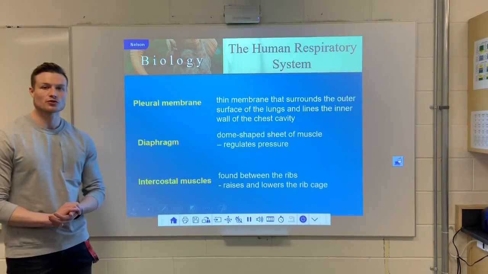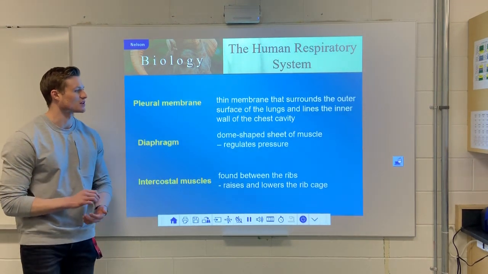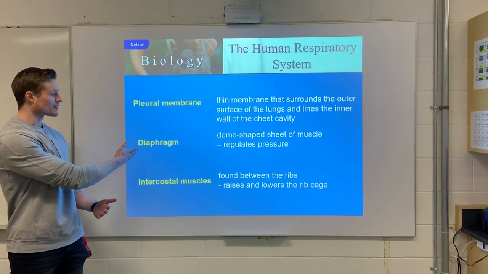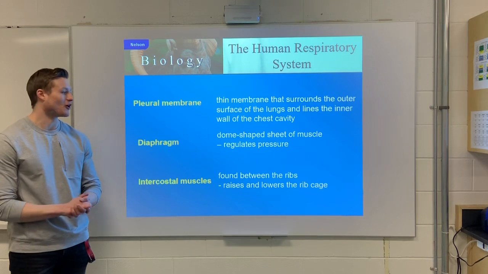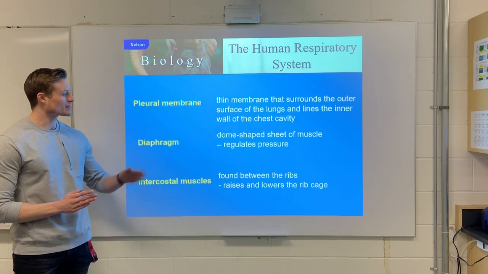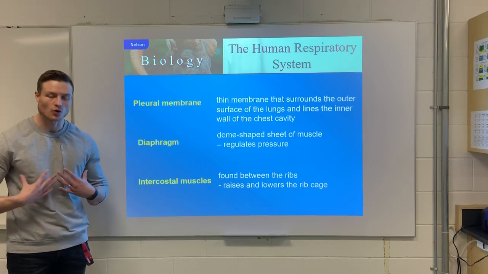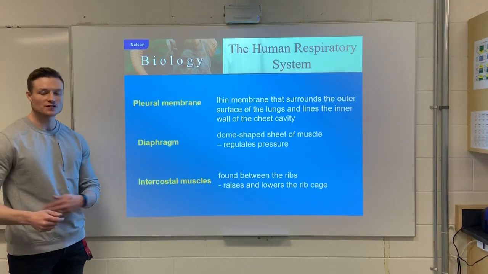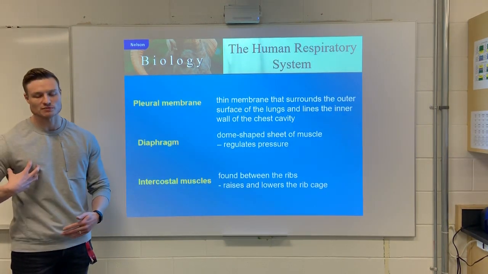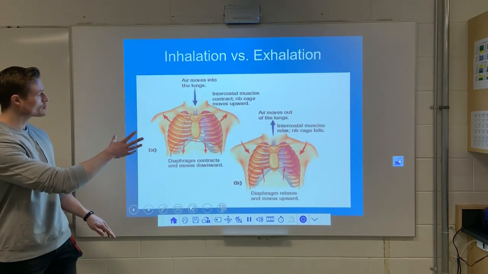Some final structures to go through here. We have our pleural membrane. This is a thin membrane that surrounds the outer surface of the lungs and lines the inner walls of our chest cavity. We then have the diaphragm, which is a dome-shaped sheet of muscle. Say that 10 times fast. That will regulate our pressure and allow us to expand or contract our chest. So we can fill up with air or push out air. And finally, if you feel in between your ribs, you'll notice there's muscle there. That's called intercostal muscles, which will actually pull your rib cage out or pull it back in depending on what you're doing. So two kind of ways we breathe.